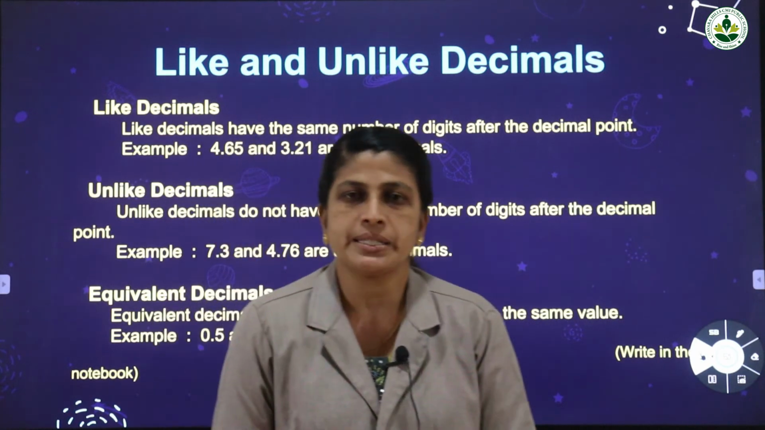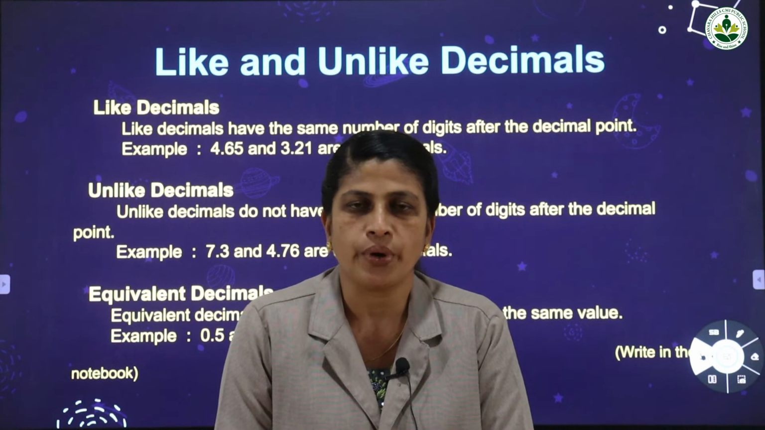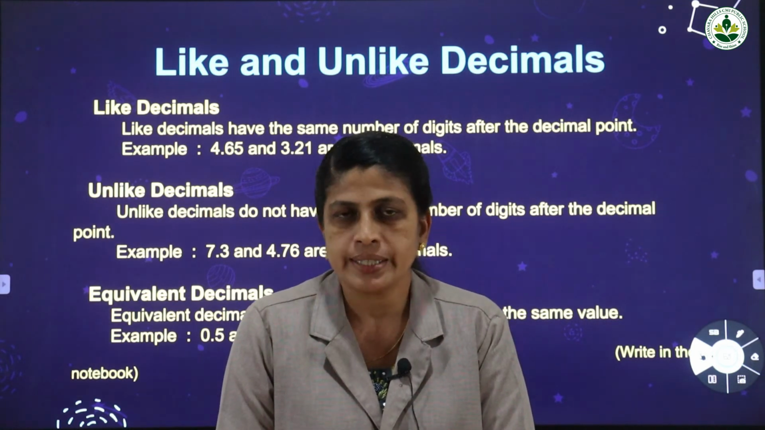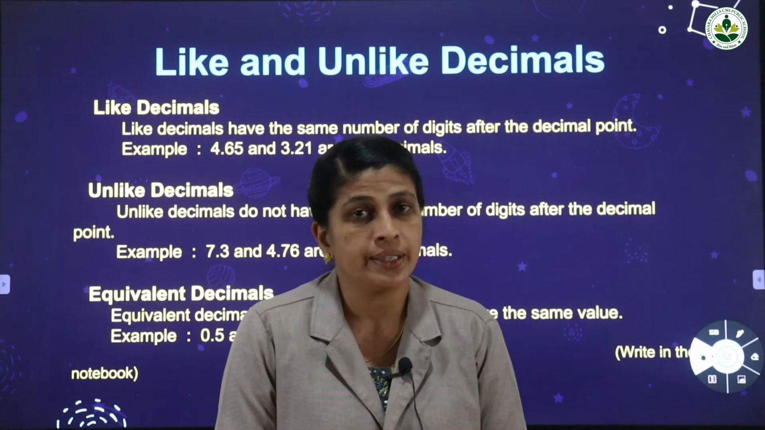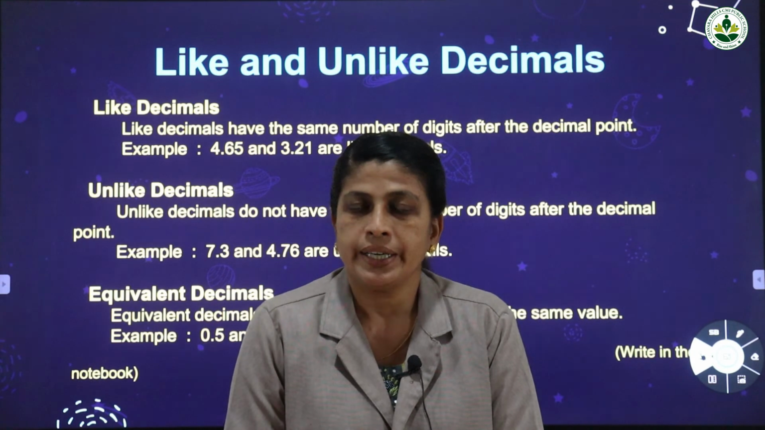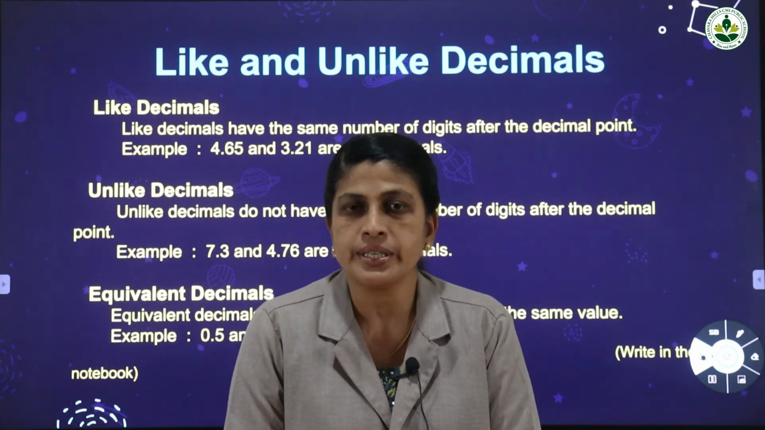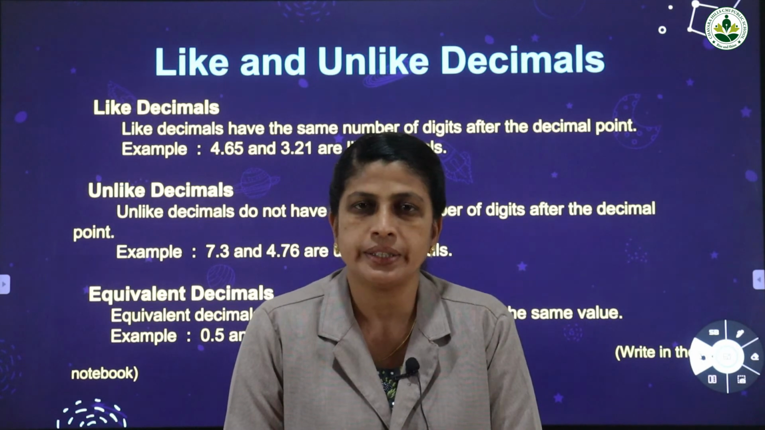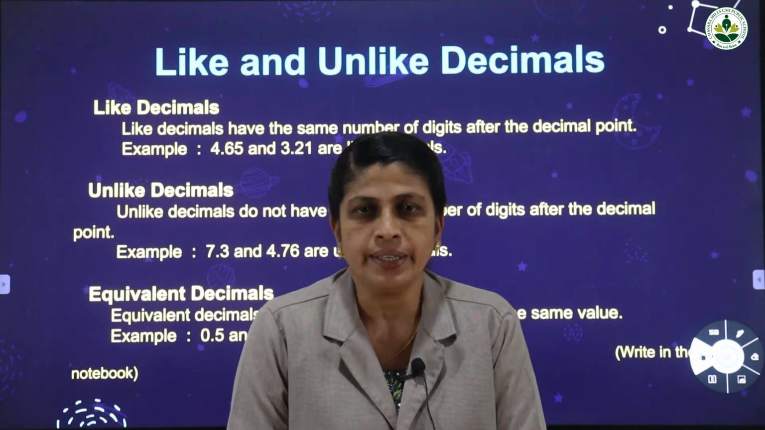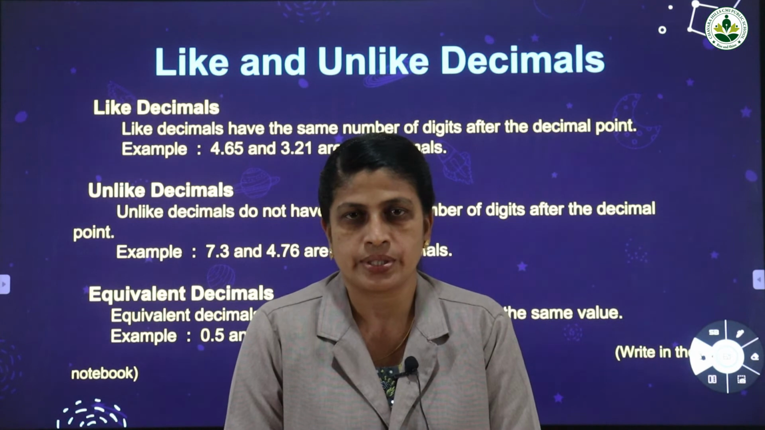Like decimals means if the number of digits after the decimal points are equal in a set of decimal numbers, such decimal numbers are known as like decimals. And unlike decimals means the number of digits after the decimal point will be different. If the number of digits after the decimal points are different, then such decimal numbers are known as unlike decimals.